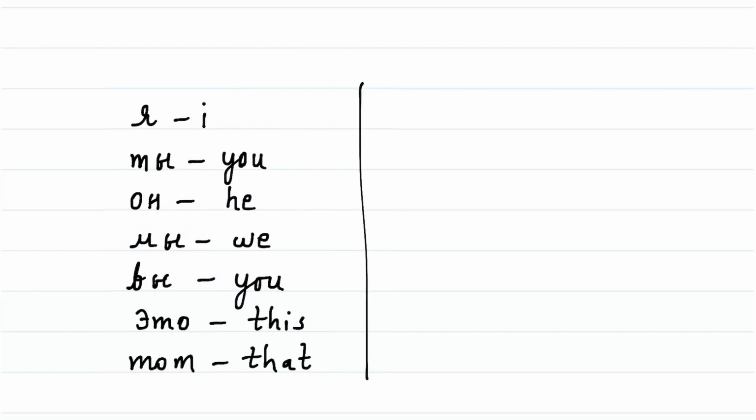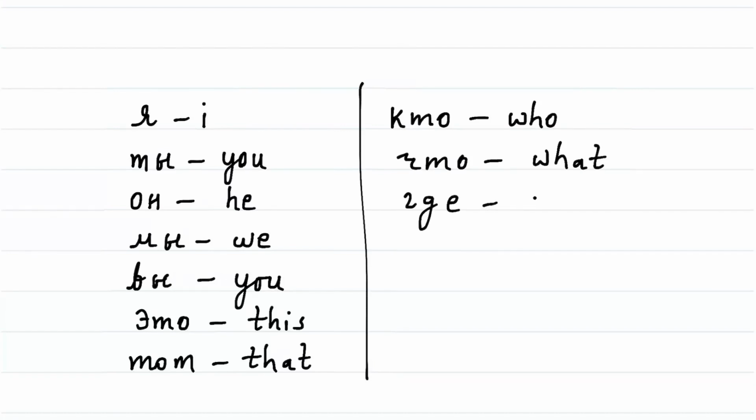Now some of the words for asking questions, like кто, that means who. Что, what. Где, once more, где. Где means where.